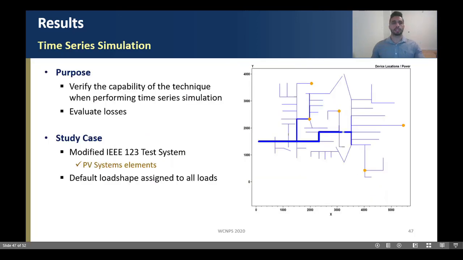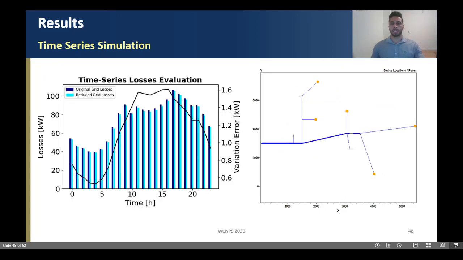For our next study case, the proposal was to verify the capability of the technique for a time series simulation, and we evaluated the losses throughout the day. For this case, we used a modified test system with some PV penetration. On the right-hand side, we can see the equivalent circuit diagram, and we can note on the chart that the higher variations are observable when we have a higher loading condition on the system.